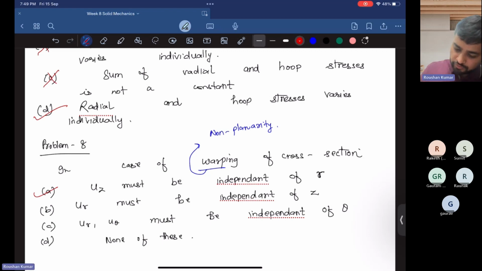The second option is ur must be independent of z. So this is not a correct option. The third option is u theta must be independent of theta. It's also not correct. None of the above.